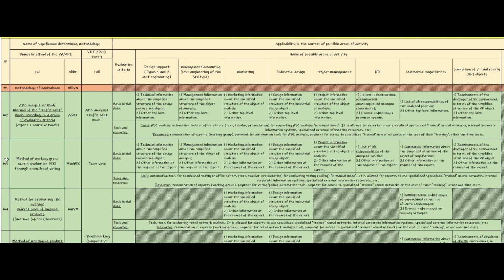M3. Method of working group expert evaluation through open-closed voting. The application of this technique implies using the members of the working group and the design engineering documentation available at a given time: 3D models, specification drawings, technical specifications, and other documentation describing the function carriers, without additional requests for actual economic and other information.